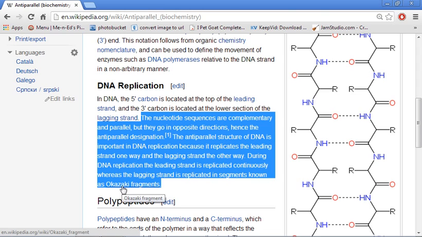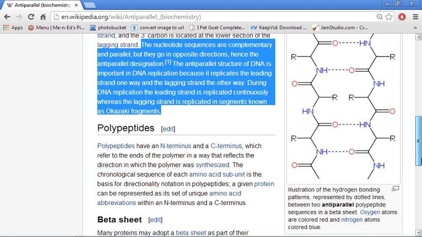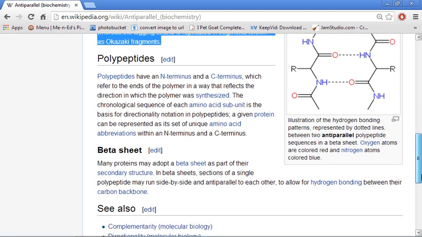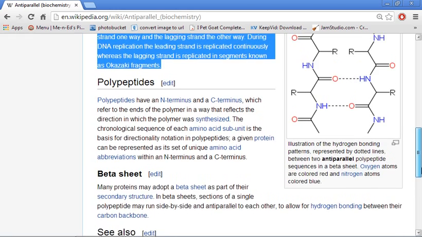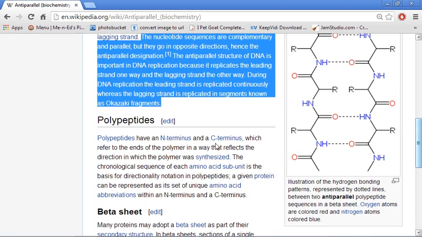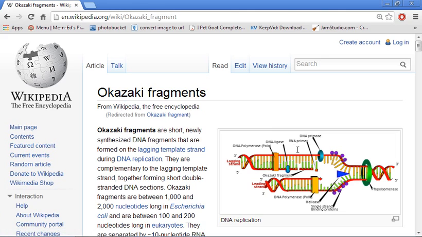Another rabbit hole journey there. Let's click on Okazaki fragments and see where that takes us. Now remember, these are the fragments of the lagging strand, which is the 3 strand, okay? Short, newly synthesized DNA fragments that are formed on the lagging template strand during DNA replication. We already knew that.